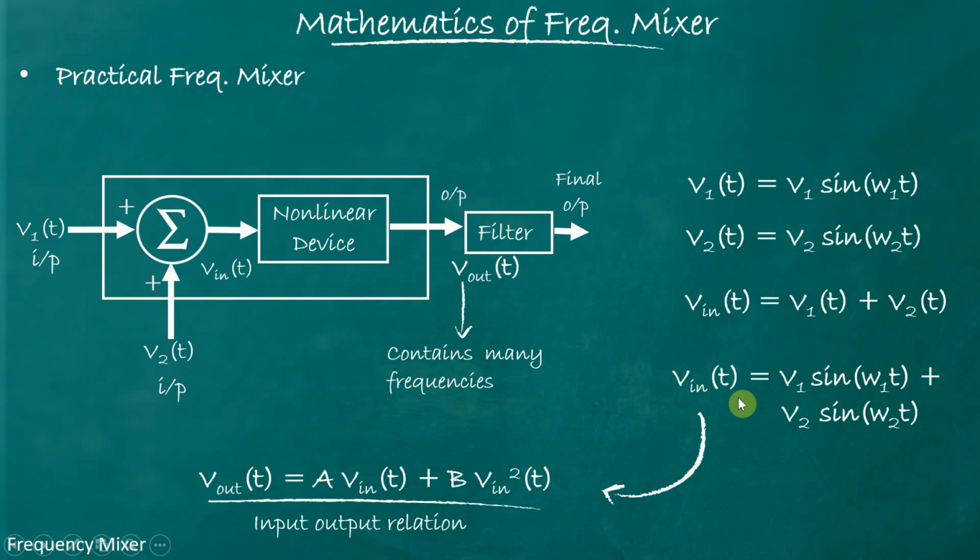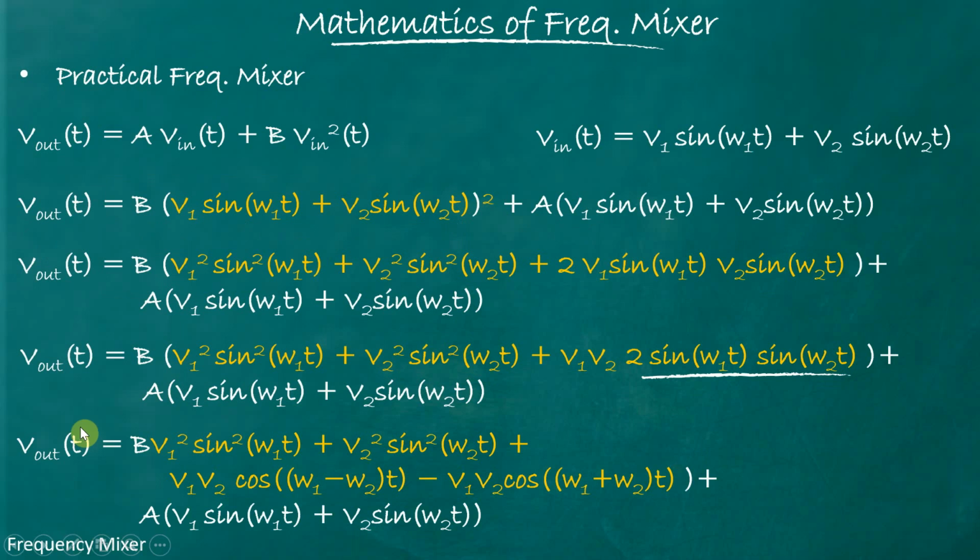So let us now substitute this input signal into this equation of output, and let us try to solve this. So again, in the input, substitute the value of v in(t). So I have substituted this input, right? This a into v in(t) I have considered at the last in this equation, right? So here v out(t) is equal to b into this v in square, so (v1 sin omega 1t plus v2 sin omega 2t) whole square, plus a into v in(t) as it is, right?